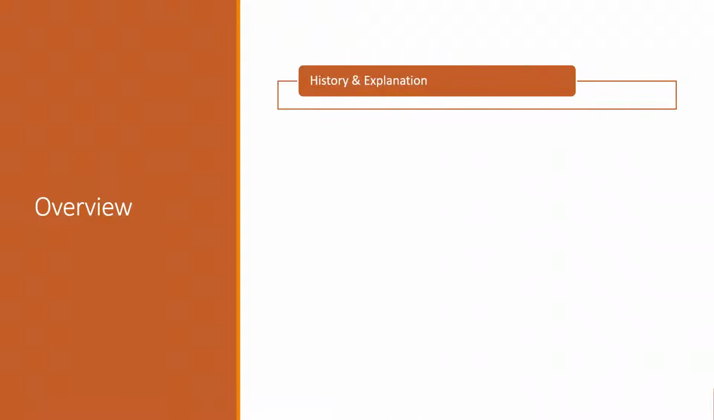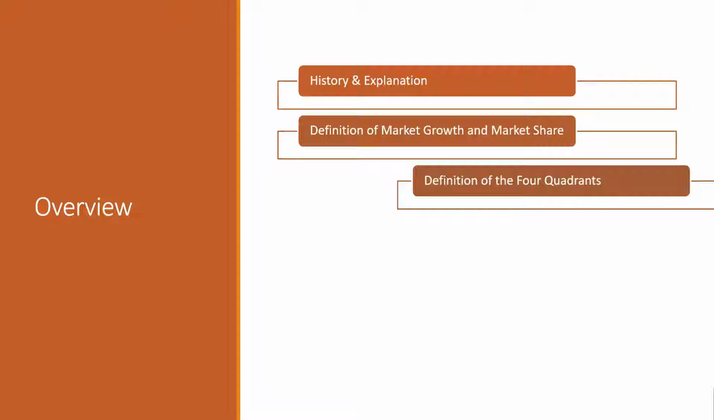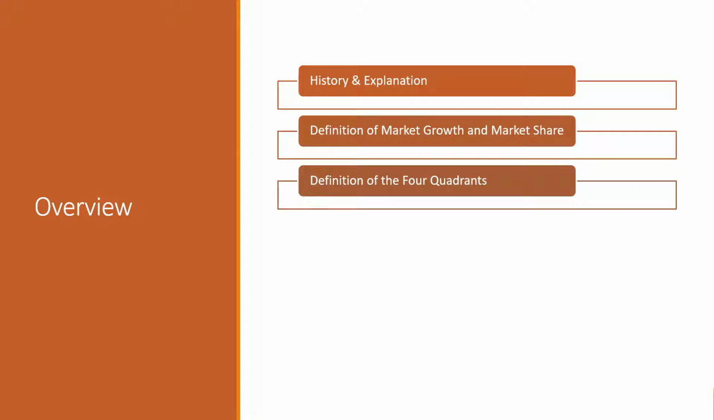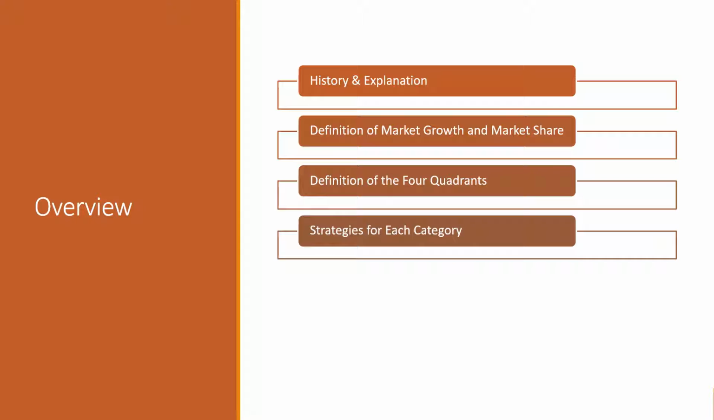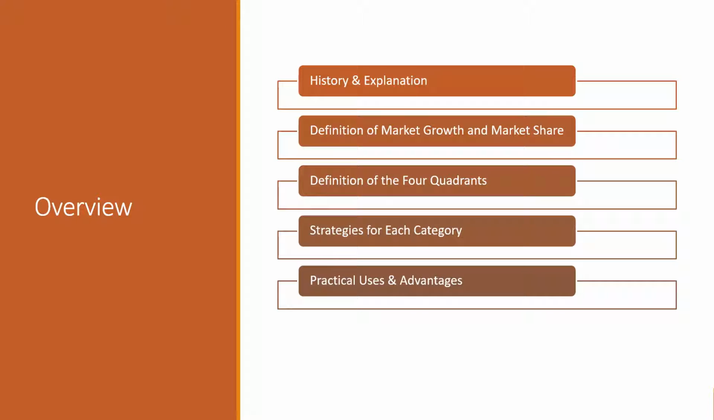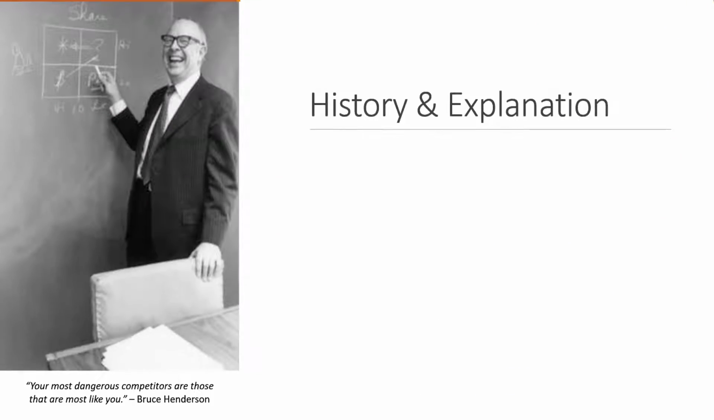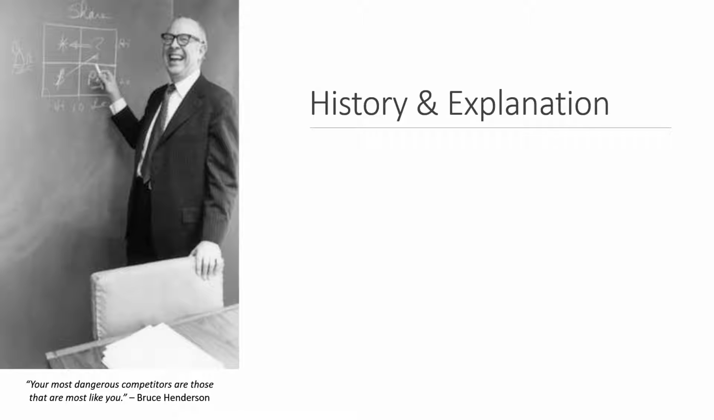As a brief overview of what we're going to be talking about today, we're going to begin with the history and the explanation, followed by the definition of market growth and market share. We're then going to talk about the definition of the four quadrants, followed by the strategies for each of these categories. Next, we're going to talk about the practical uses and advantages, and we're going to conclude with the limitations and disadvantages. Beginning with the history and explanation.